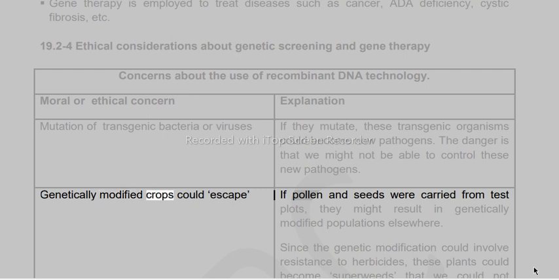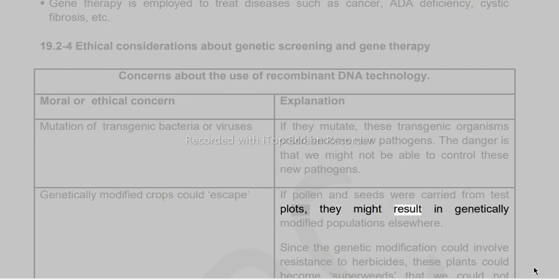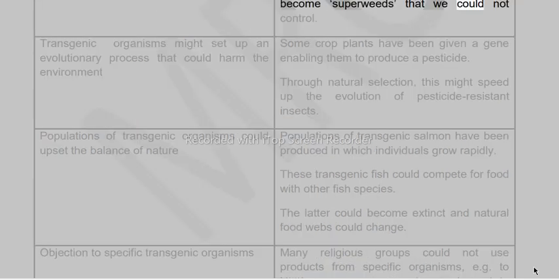Genetically modified crops could escape. If pollen and seeds were carried from test plots, they might result in genetically modified populations elsewhere. Since the genetic modification could involve resistance to herbicides, these plants could become superweeds that we could not control.